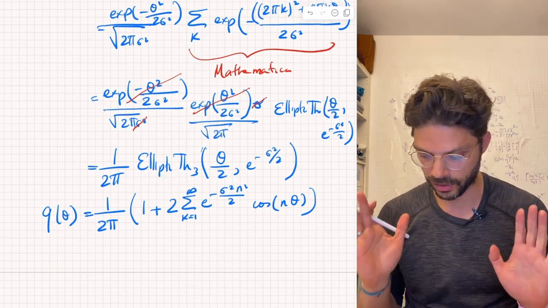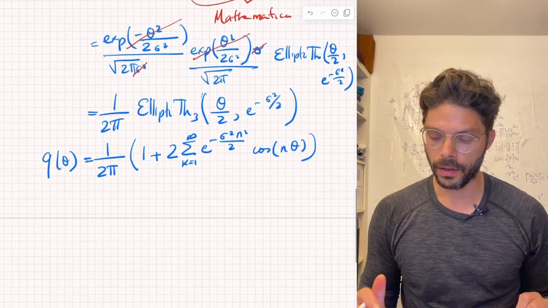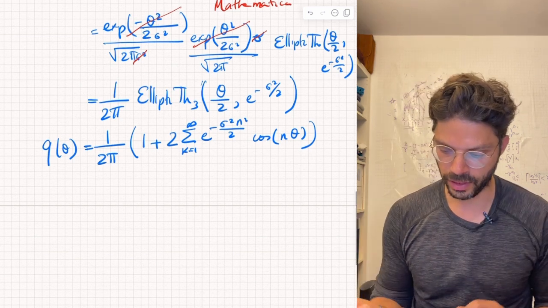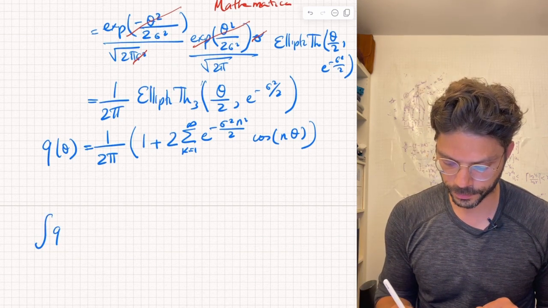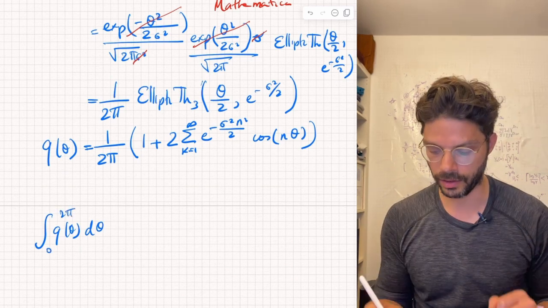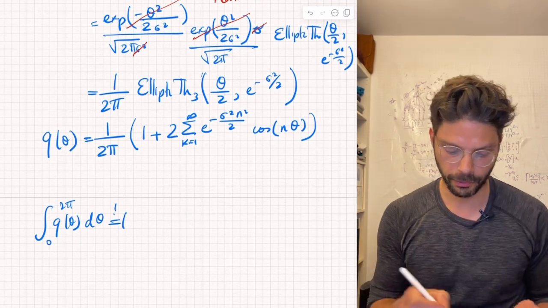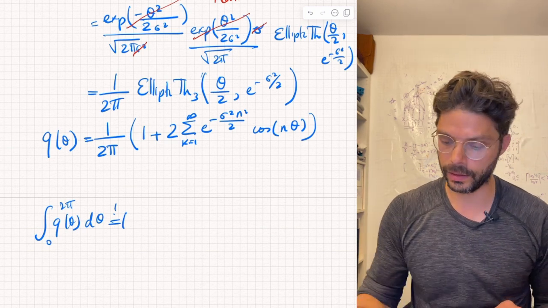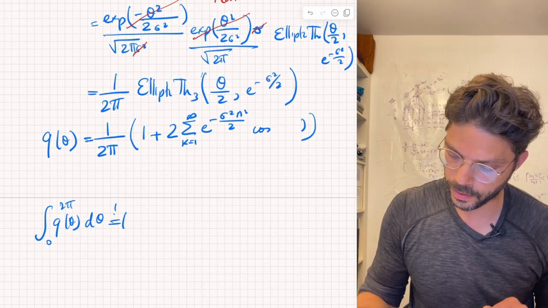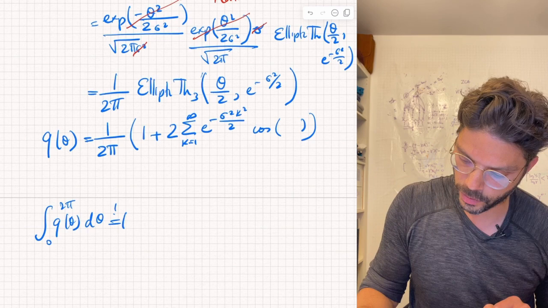First, let's check a couple of things. Does it integrate to 1? Let's make sure it does. We need the integral d theta from 0 to 2 pi, the cyclical variable, to equal 1. If we look at this, this should actually not be n. Let me fix that. That should be k squared, k theta.